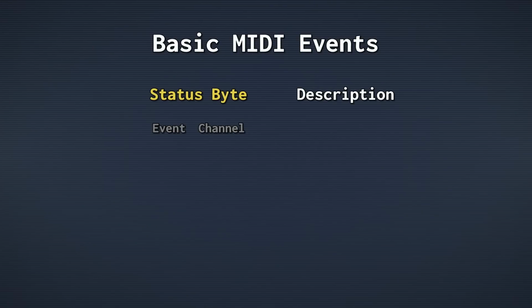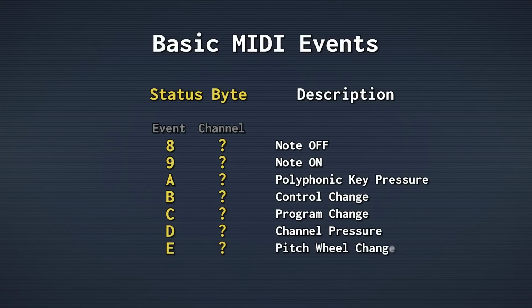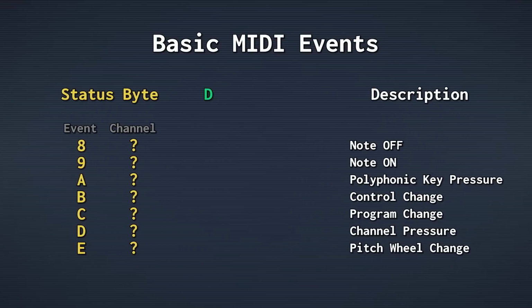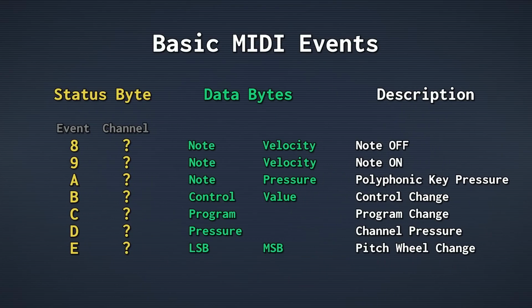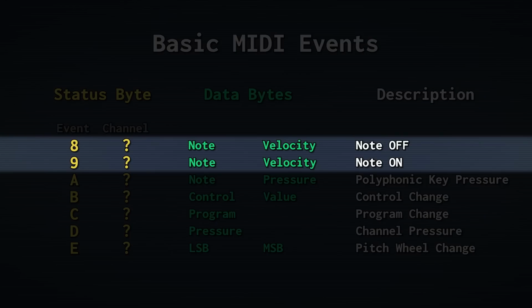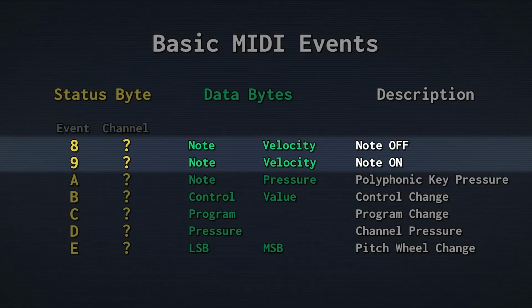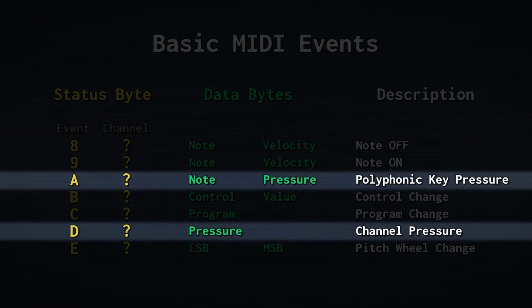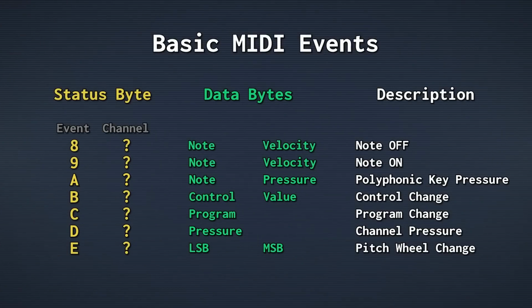First off are the basic events. We already saw event type 8 and 9 for the note off and note on events. Then we have polyphonic key pressure and channel pressure, which are used for a feature called aftertouch. Some keyboards allow you to press keys harder while keys were already being pressed to trigger effects and such. That's what these events are for.